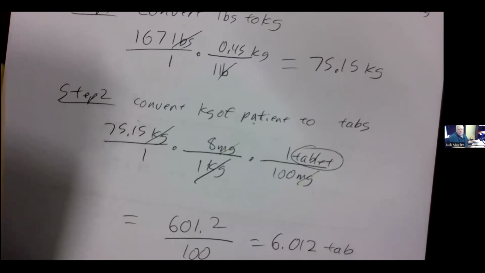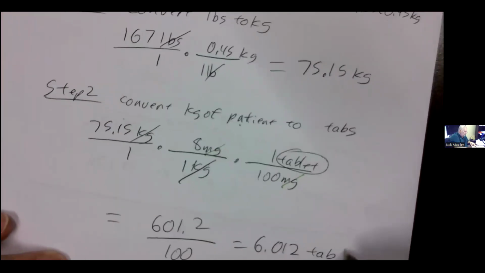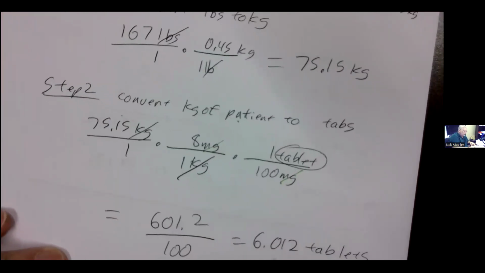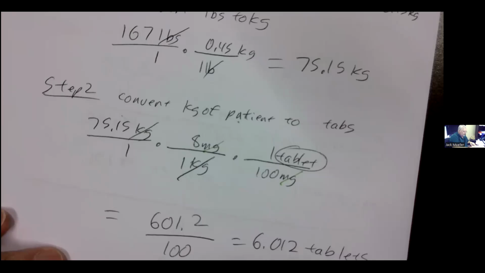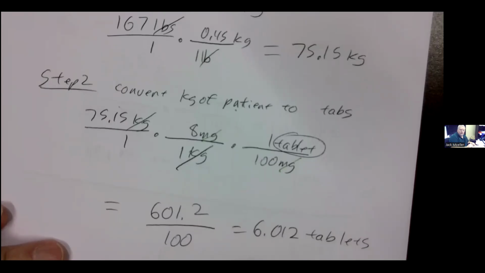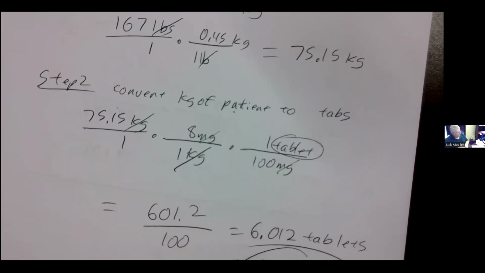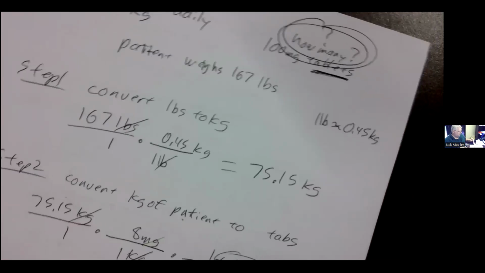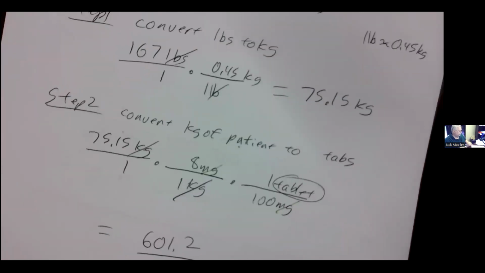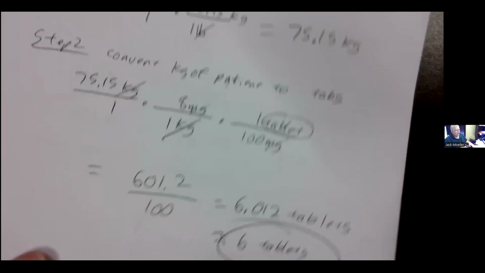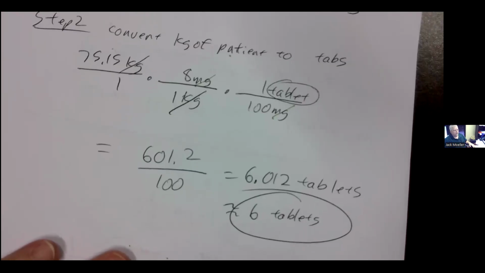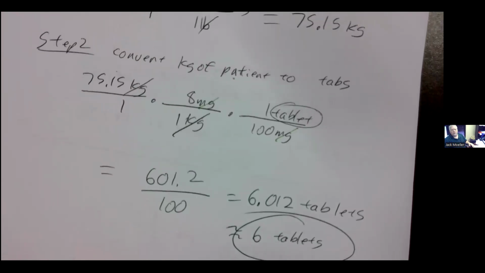All right, now, what do you think the answer should be? Don't give me 6.012, because can you give somebody 0.012 of a tablet? And in the problem itself, it does say round to the nearest whole number. So if we round, that would be 6 tablets. That's why my other answer seemed kind of big, because we didn't convert it to tablets, but that wasn't in the setup.